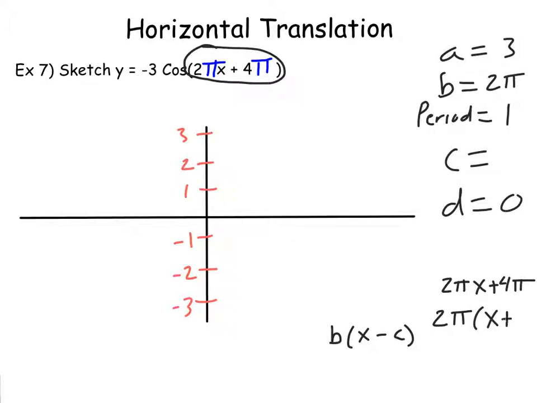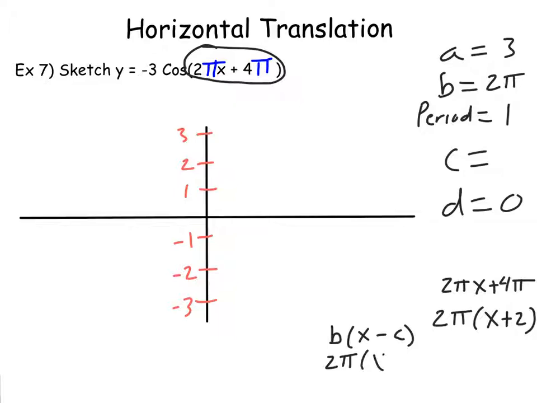Which leads to that. Okay? If you want to convince yourself that that's true, go ahead and distribute the 2 pi and you should be back to what you started with. Okay? Now I'm starting to be able to see our value for C. Now keep in mind here, it should follow this formula.